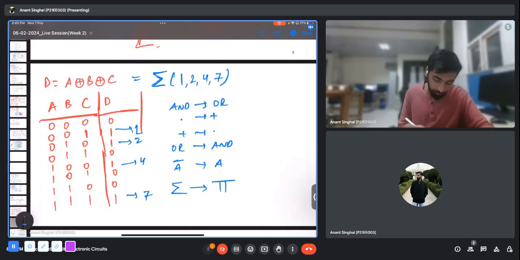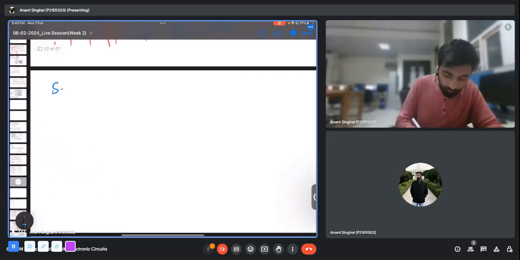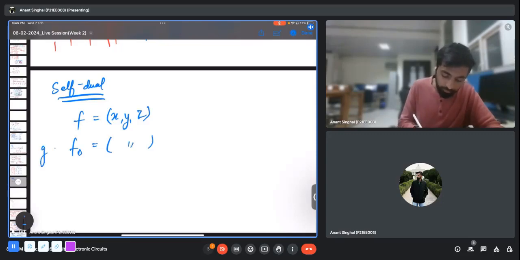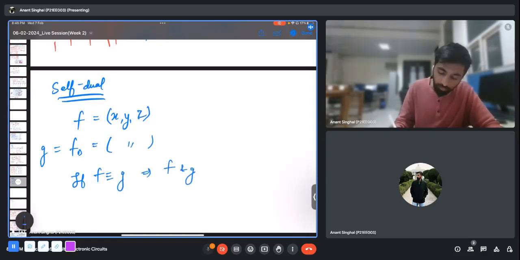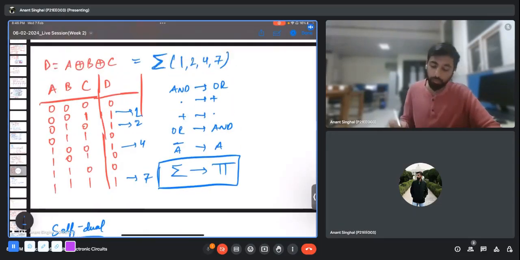And there is one more thing that I need to add here, that is a self dual. Let's say I have a function f which is some function of x, y, z. Then I calculate the dual of that. That will again be a function of x, y, z, and let's say this is g. So if f is equivalent to g, then f and g are self duals. So basically what I have written here is a minterm, the dual will be maxterm.